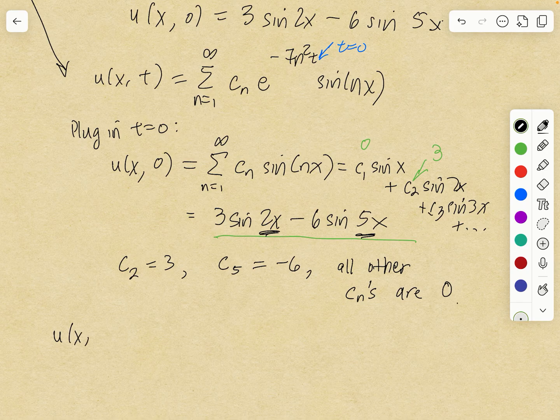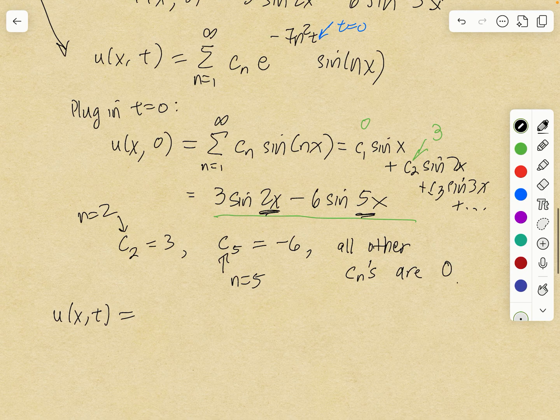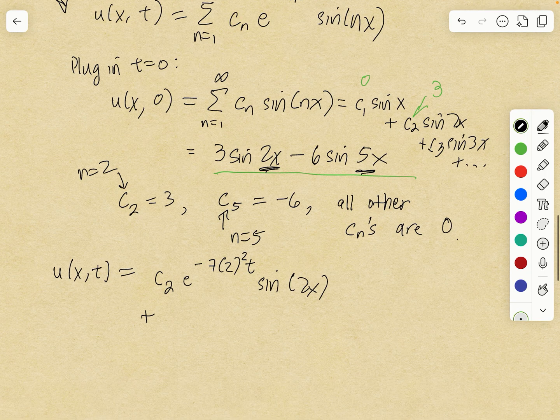So our u of x,t, well, the only non-zero terms that will show up are when n is 2 and n is 5. So this is when n is 2, the c5 is when n is 5. So I write down what you get when n is 2 and n is 5. Actually, I'm just going to write down the general thing and then fill it in. So c2 e to the minus 7 times 2 squared t sine 2x plus c5 e to the minus 7 times 5 squared t times sine of 5x.